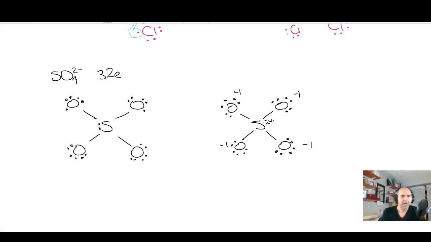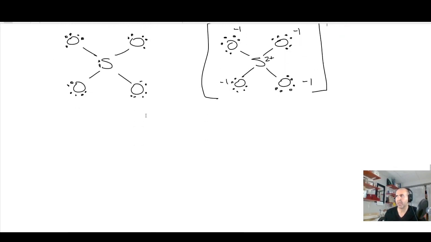Now, overall, this is okay, right? Because the whole thing then is minus 2. And everything has a complete octet. But we can think about this in terms of expanded octets and say, well, what if we allow for the expanded octet in sulfate, so that, for example, each of these oxygens shares an electron with sulfur so that we form multiple bonds.